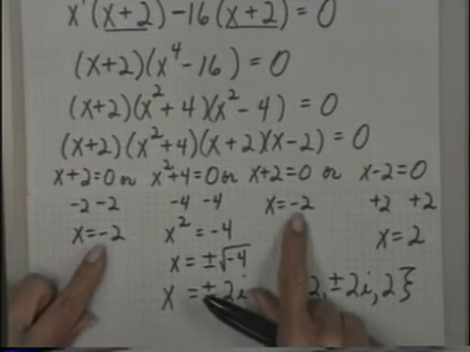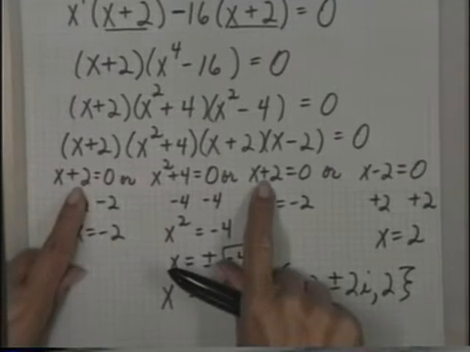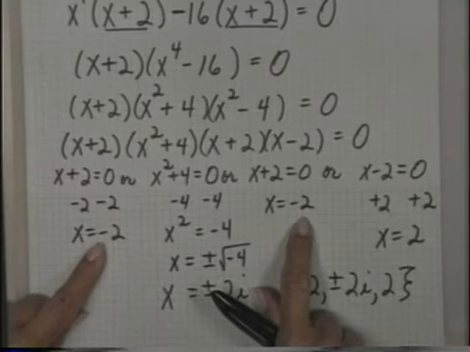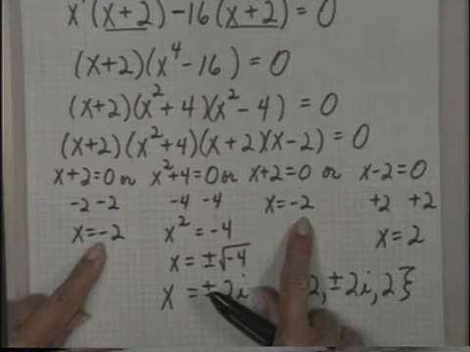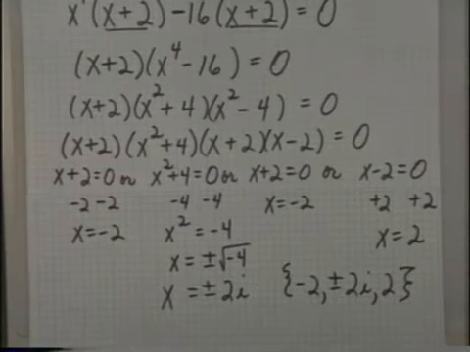Whenever we have a solution that we get twice because we have 2 of the same factor, we say that solution, or sometimes we call a solution a root, is of multiplicity 2. And that just means that it was generated from 2 of the same factor.